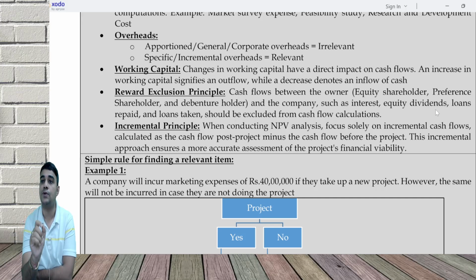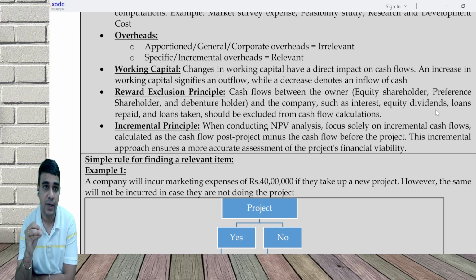What is the reward exclusion principle? If you do valuation for FCFF, which is for long term providers of money, which is what we normally do, what reward do you pay them? Interest to debt providers, preference dividend to preference shareholders, equity dividend to equity shareholders. All this is ignored in cash flows.